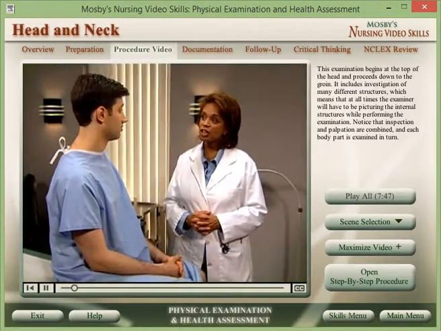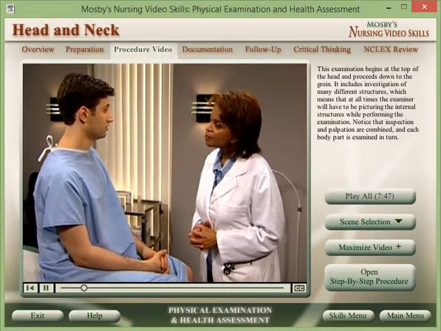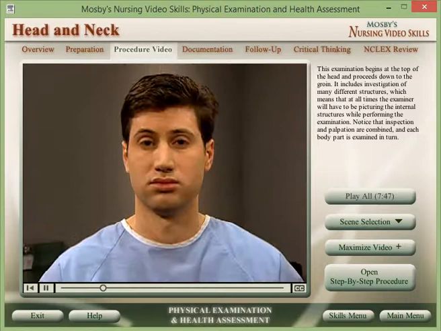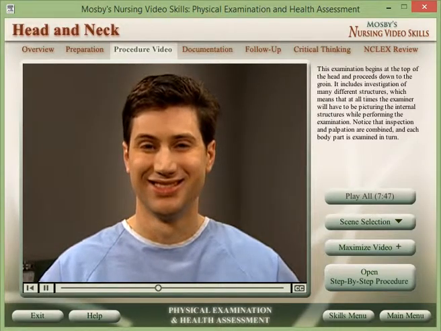Inspecting the head position and facial features. The patient's head should be held upright and still. Check the shape and symmetry of the eyelids, eyebrows, palpebral fissures, nasolabial folds, and mouth at rest, and with movement and expression.